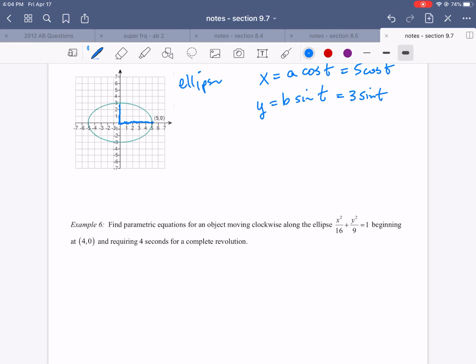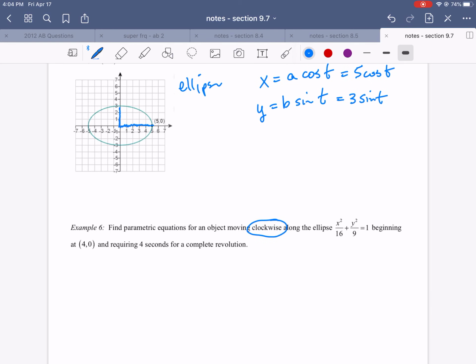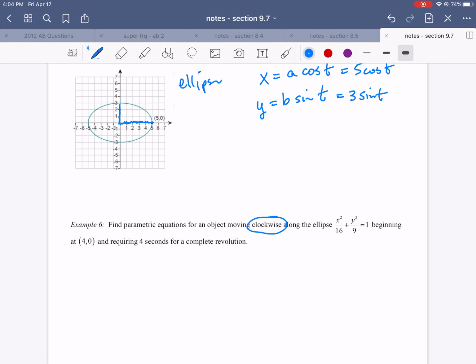Okay, example 6. This is the end of the notes, and so here we go. We're ready. Find parametric equations for an object moving clockwise. That is very important in this problem. Notice that on example 5, we were moving counterclockwise, and I barely even said anything about that. But here, clockwise is going to become very important, because what that means is that we're going to have to move in the negative direction.